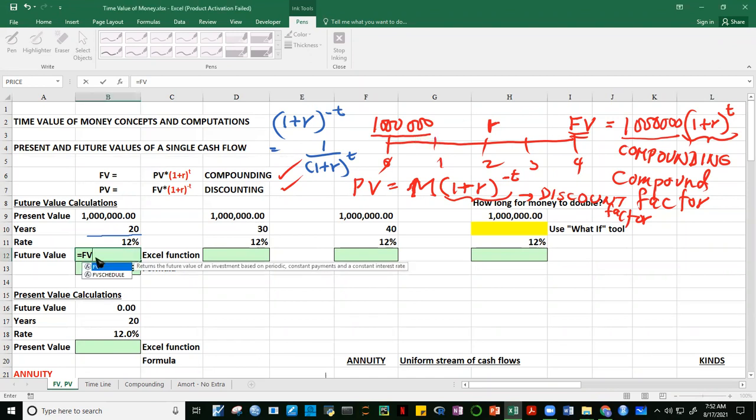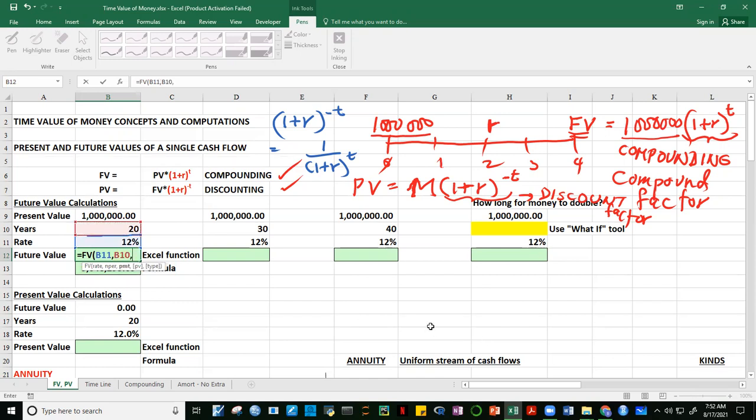So we have FV, open parenthesis. Then these are the parameters being asked of us. First is the rate, which is given at 12%. Comma, and nper is the number of periods, how many years to compound. We know that nper here is 20.